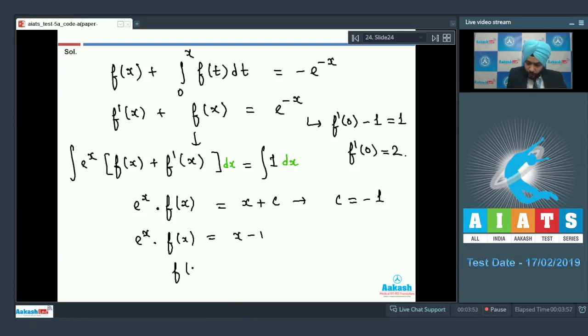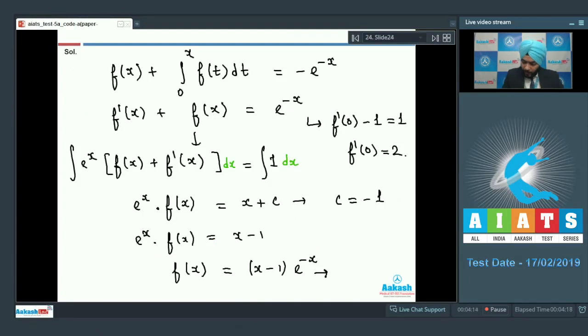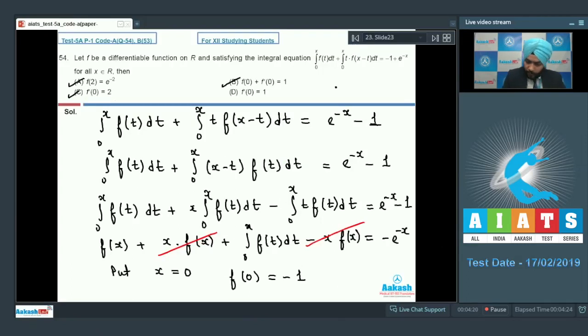So f(x) comes out to be equal to (x minus 1) whole multiplied with e raised to the power minus x. I have calculated f'(0), I have calculated f(0) also. f(0) is minus 1. f'(0) is 2. So this is correct. This is correct. f(2) is e raised to the power minus 2. Directly put x equal to 2. So f(2) is surely e raised to the power minus 2. So we have this option also correct. Final answer will be ABC.